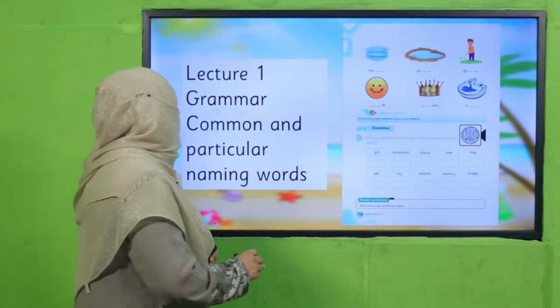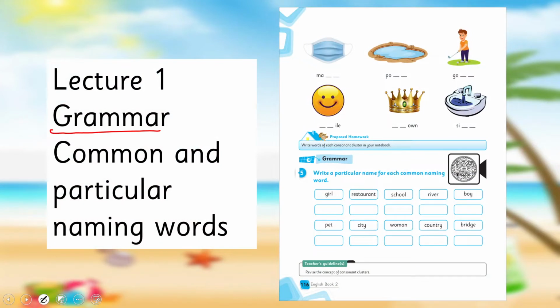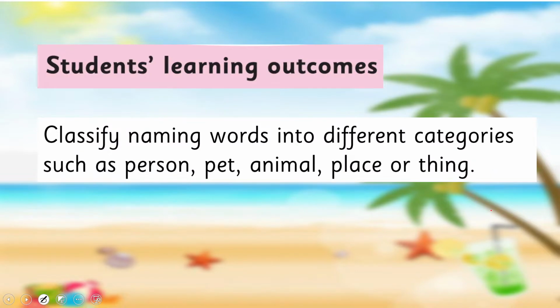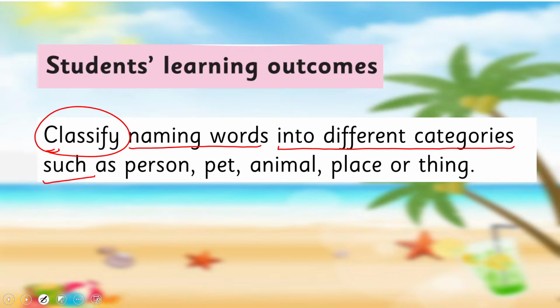Yes, my dear students, today under the title of grammar, we are going to learn about common and particular naming words. Before this, in your unit 13, I have already taught you about common and particular names. I hope you remember. If not, you may watch this video lecture again. And we are going to learn further to classify naming words into different categories such as person, pet, animal, place, or thing. This is our today's SLO.